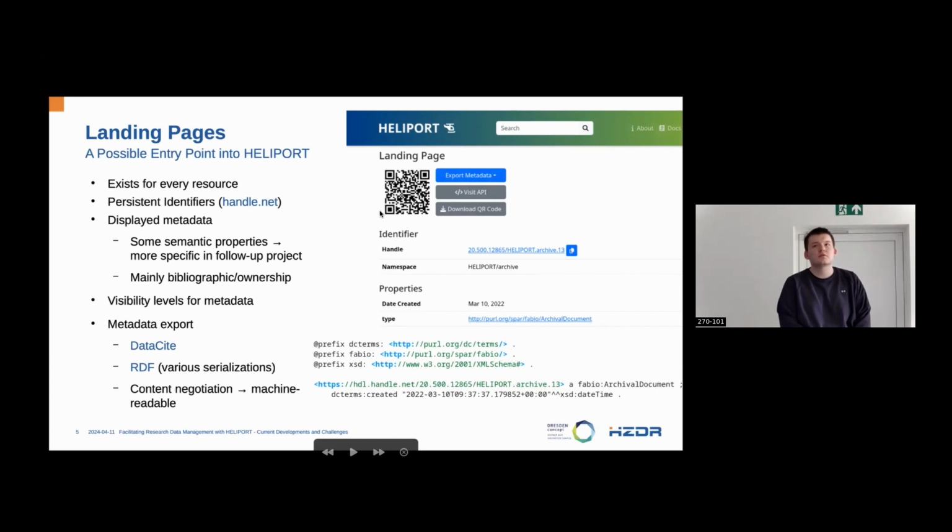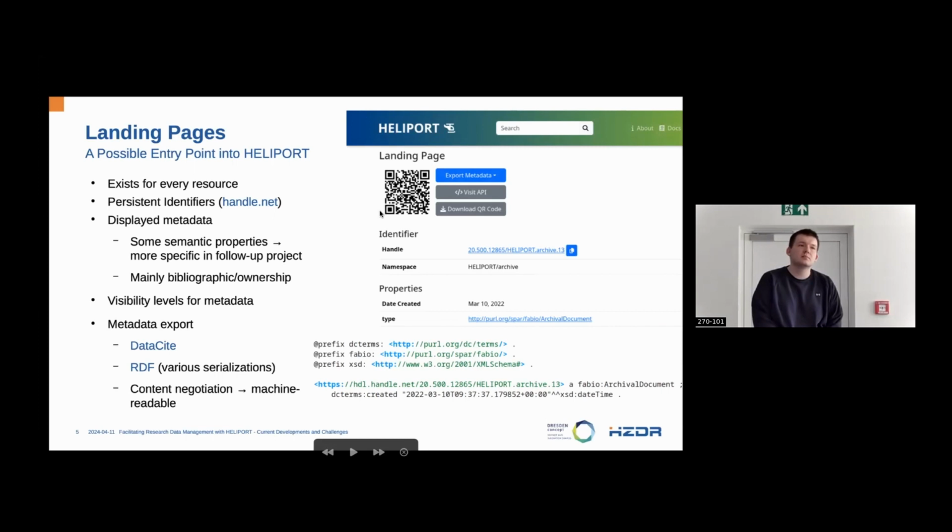Also, the landing pages provide metadata export in different formats. One would be DataCite, and another would be various serialization formats of RDF. An example for this you can see on the right in Turtle syntax. And the landing pages also support content negotiation, which makes them machine-readable, so that you can access them like an API, for example, and fetch metadata about resources from there.